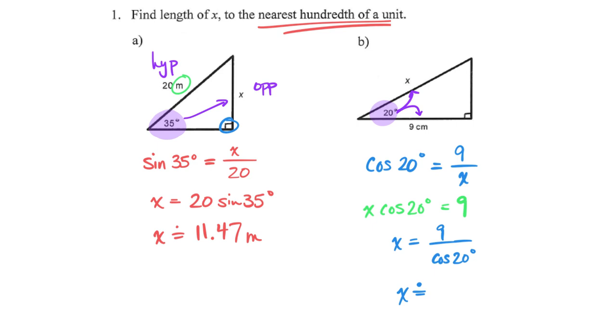Okay, your keying sequence, again, is going to be a little uglier. If you have a forward calculator, I am going to argue to you, this is about as easy as it could be. You're just punching in 9 divided by cos 20. You're going to get an approximate of 9.58.